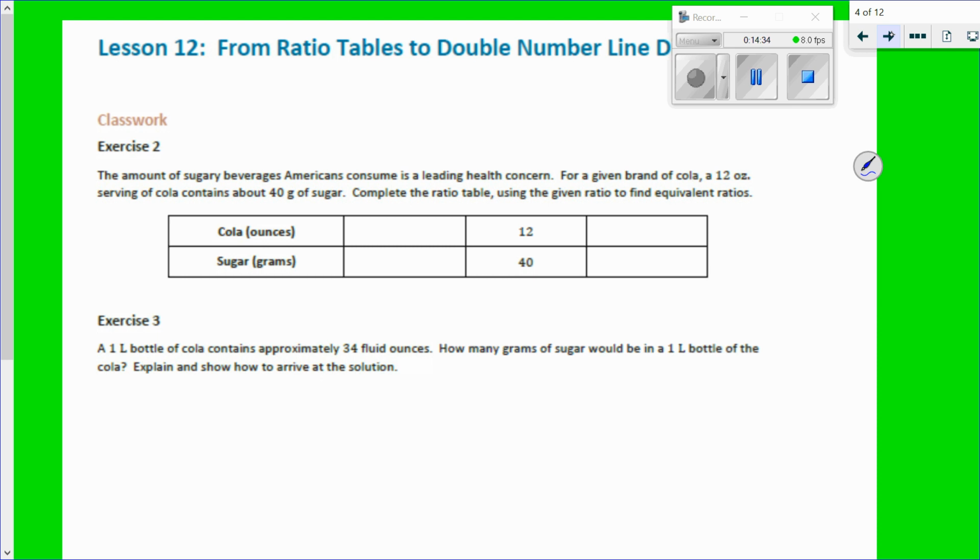The amount of sugary beverages Americans consume is a leading health concern. For a given brand of cola, a 12-ounce serving of cola contains about 40 grams of sugar. Complete the ratio table using the given ratio to find equivalent ratios. So that's really our task, is complete the ratio. Now they pulled a trick on us. They gave us the middle value. Normally they start us out, right? But we're wanting to see, can you find equivalent ratios to both sides?